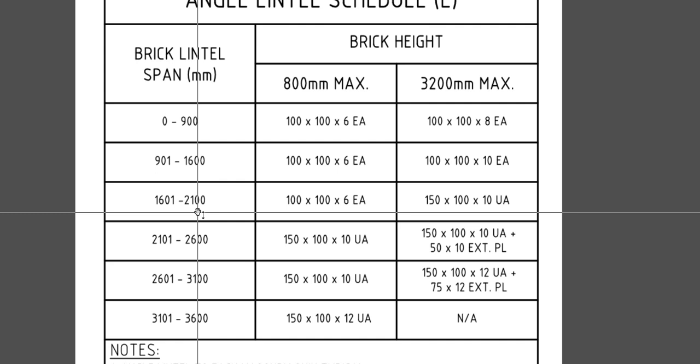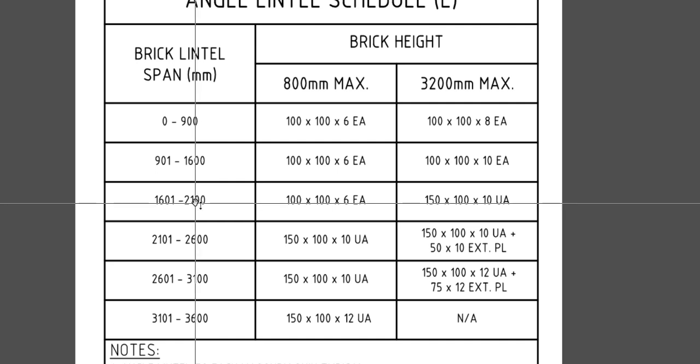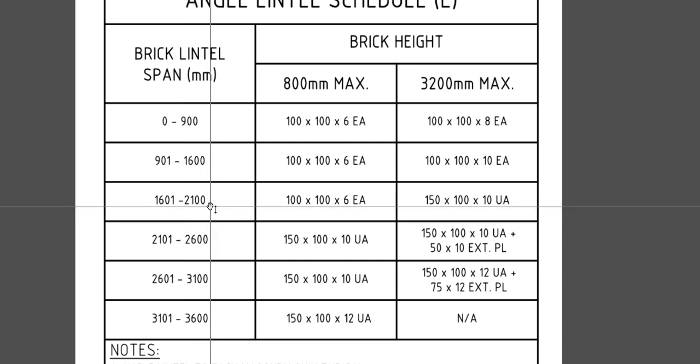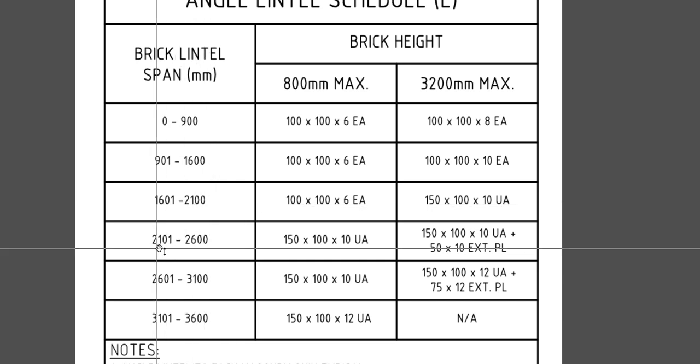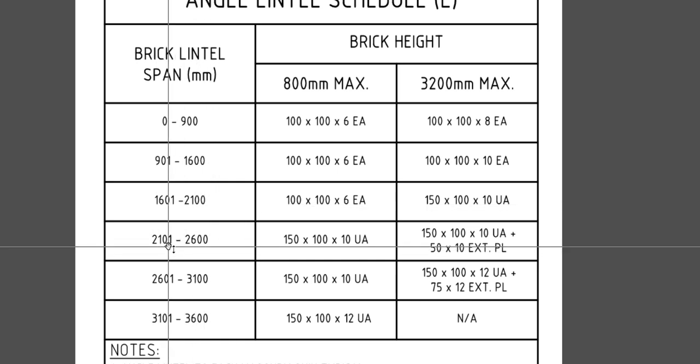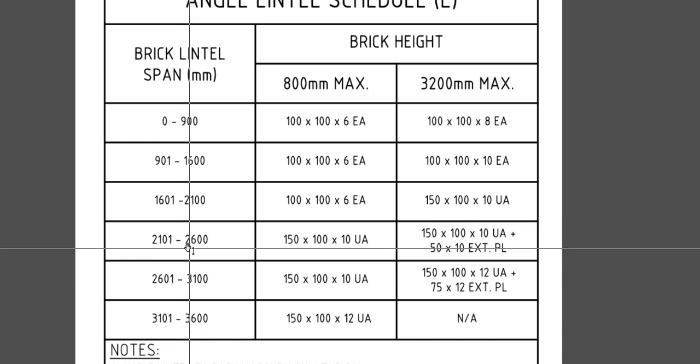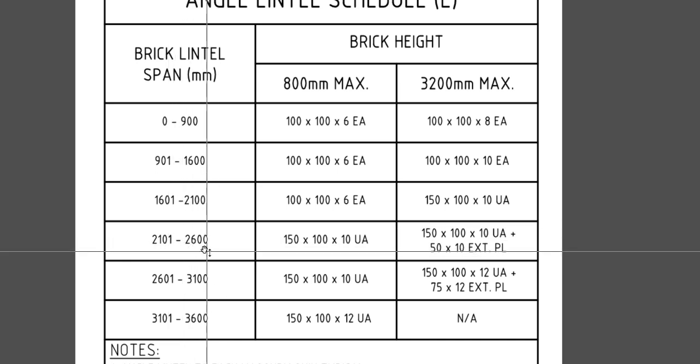According to that bearing, for this 1.810 window, we add 0.150 plus 0.150, and that will come to 2110. Now this exceeds 2100, so it comes to 2101. So this brick lintel will lie in this situation.